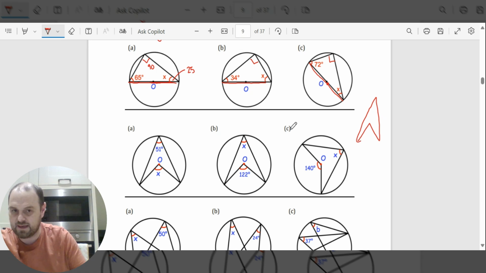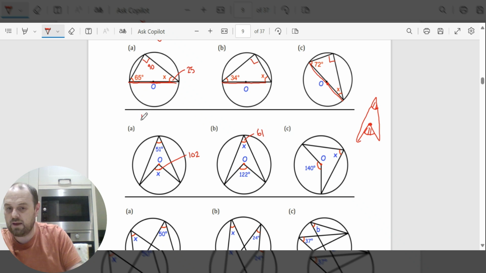Now, the rule is this. The angle here, which is at the center of the circle, so O in these cases, is double the angle here. So for example, if that top one is 51, that one is going to be double that and will be 102. Or vice versa, if the middle one is 122, the top one is going to be half of that. Now, in words, something like angle at center is double angle.